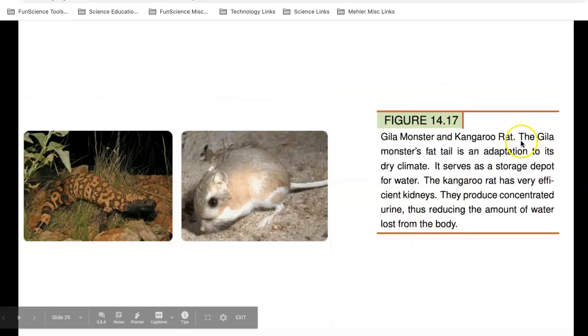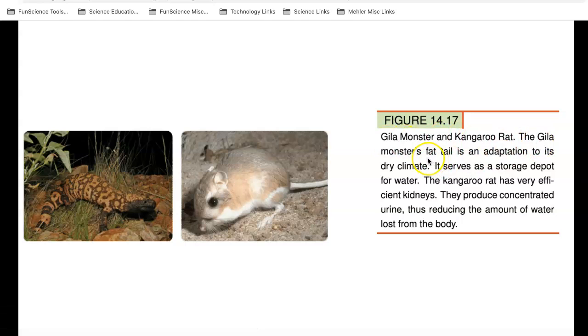These two animals, the Gila monster, that G is pronounced like an H, and the kangaroo rat. The Gila monster's fat tail is an adaptation to the dry climate, and it stores water in there. The kangaroo rat has very efficient kidneys, and they produce very, very concentrated urine, so it only needs a little bit of water. It doesn't want water to leave its body.